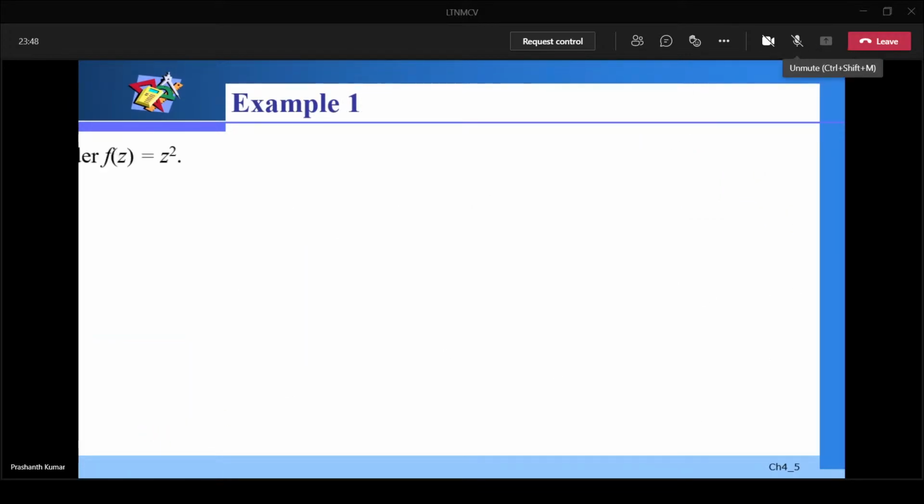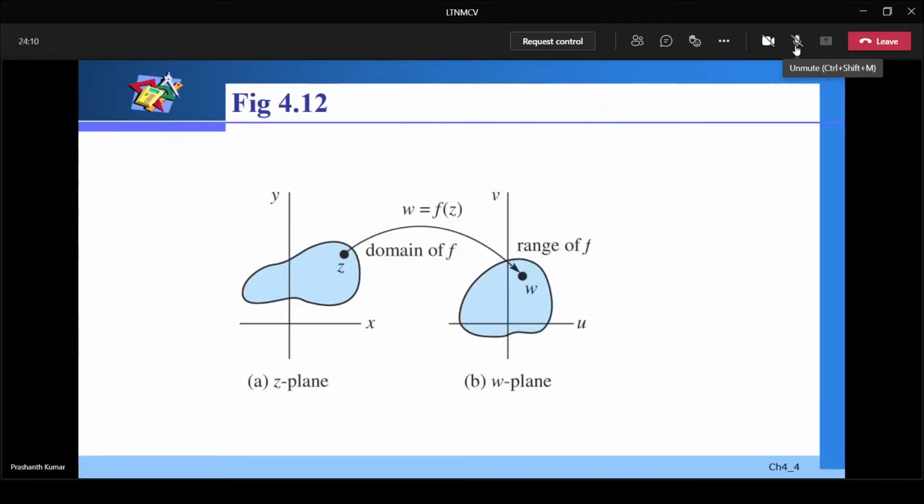Next, for example, you see that find the image of the line real z is equal to 1 under f of z is equal to z square. F of z is equal to z square అనే ఫంక్షన్ యొక్క ఇమేజ్ మనం ఫైండ్ అవుట్ చేయాలి. ఆ ఇమేజ్ ఏమవుతుందండి? W is the image. అంతే కదా. ఇక్కడ చూడండి, this is the image. What is the range? The image set is called the range.